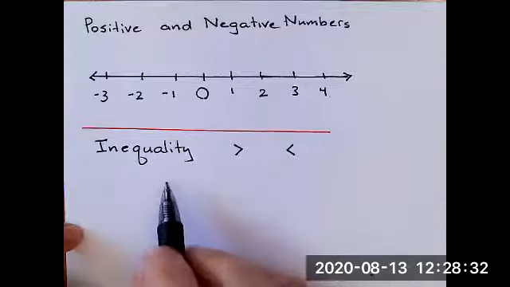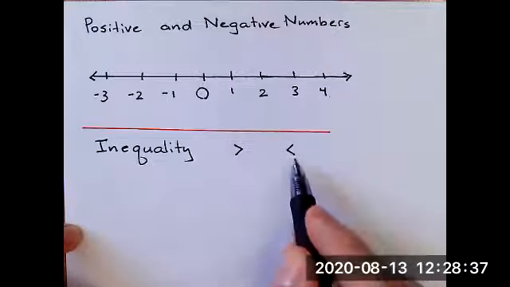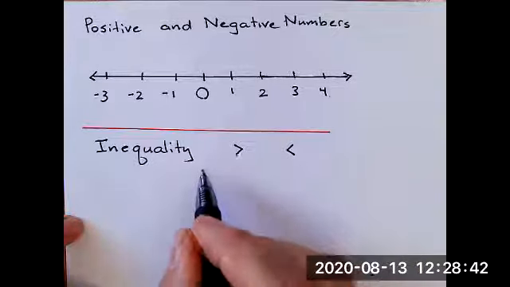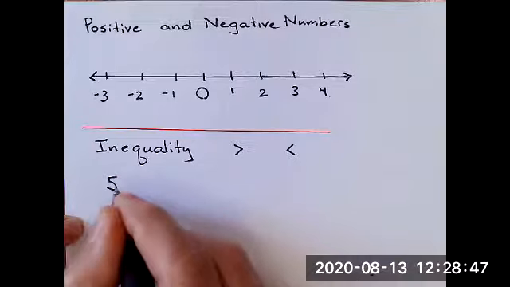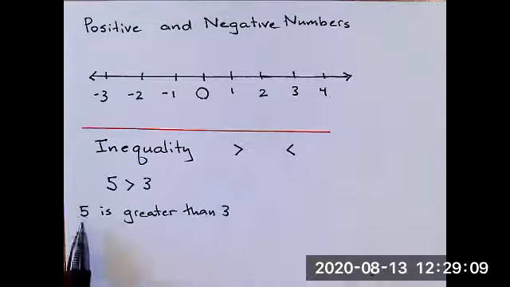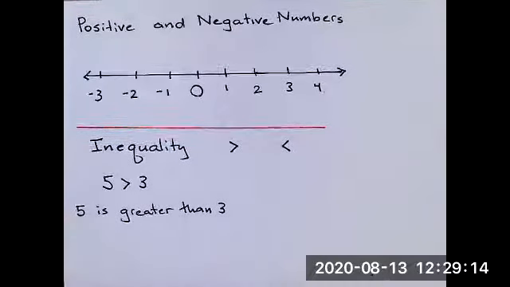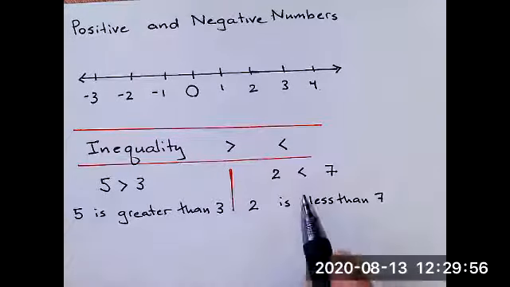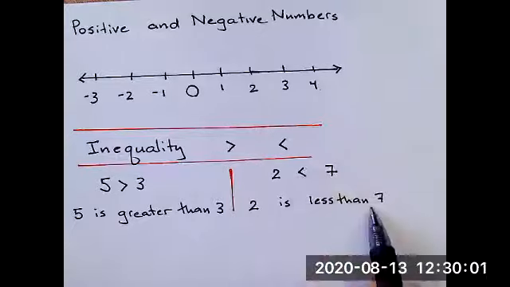We can use the inequality symbol to show that something is greater than or less than another number. And like most things in math, you read it from left to right. So this statement reads 5 is greater than 3. This statement reads 2 is less than 7.